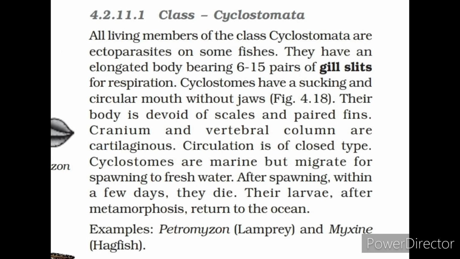Class Cyclostomata. All living members of the class Cyclostomata are ectoparasites on some fishes. They have an elongated body bearing 6 to 15 pairs of gill slits for respiration. Cyclostomes have a sucking and circular mouth without jaws. Their body is devoid of scales and paired fins. Cranium and vertebral column are cartilaginous.